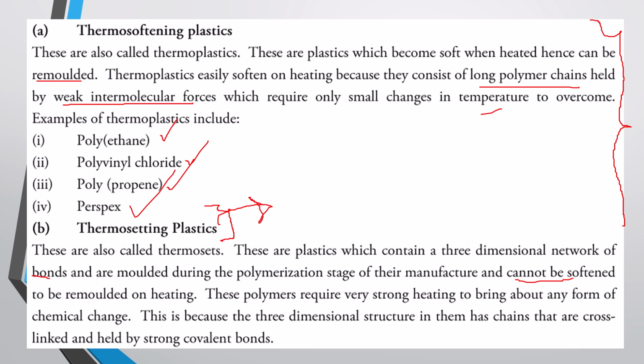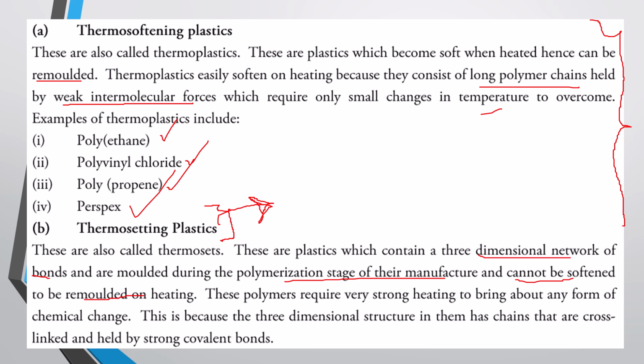If you heat those plates, you find that such kind of plastic cannot be remolded because the forces holding the polymers in it are very strong, in that when you heat it to the maximum temperature, it can't be remolded or soften, but it just perishes away. So we're going to talk about this as plastics which contain a three-dimensional network of bonds and are molded during the polymerization stage of their manufacture, and they cannot be softened or remolded on heating.